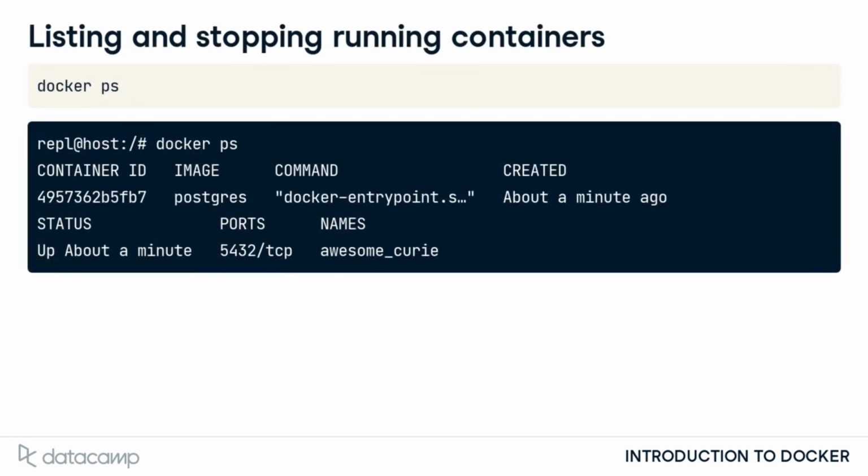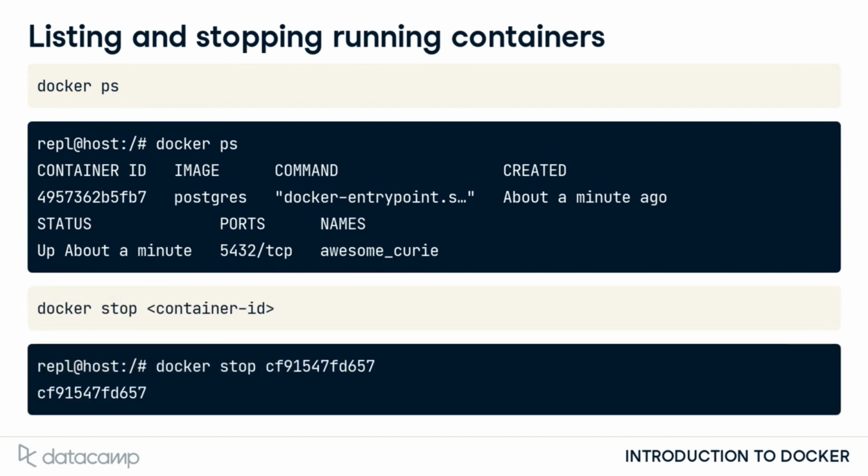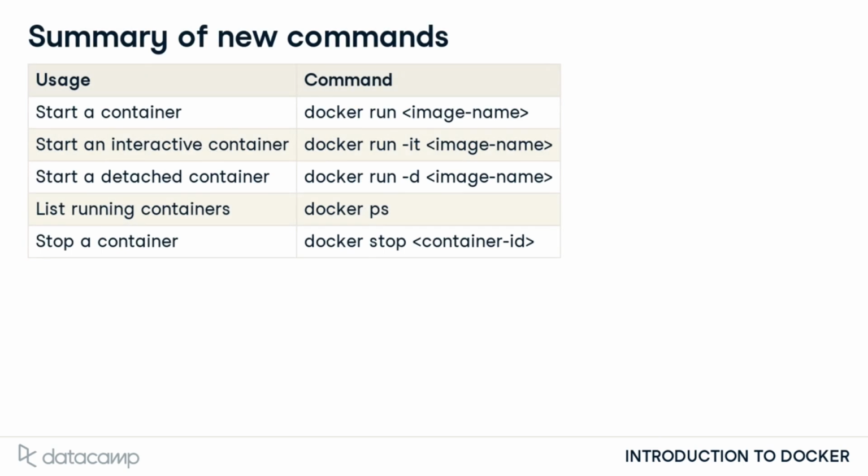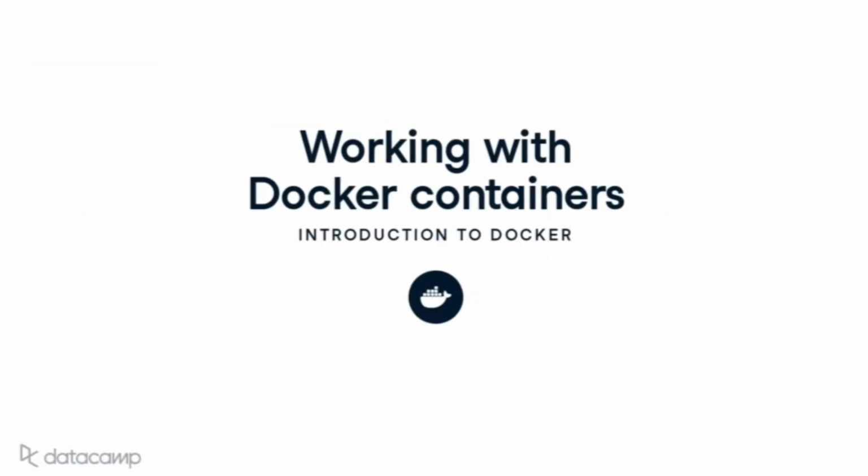The docker ps command allows us to see any running containers. The first column contains the container ID, uniquely identifying each container. The docker stop command can be used to stop containers we no longer need. Here is a summary of the new commands you can refer to when completing the exercises.